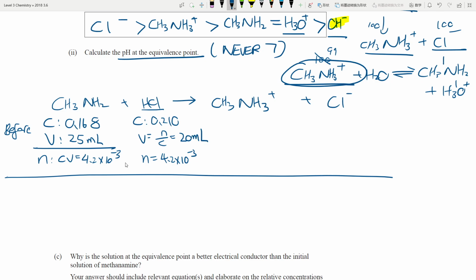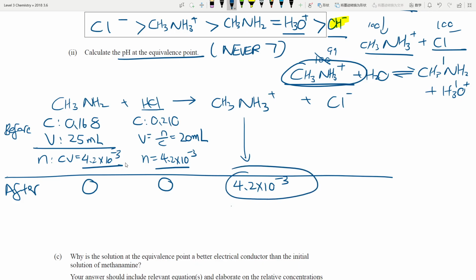Okay, so again, equal moles, because at equivalence point they should be the same amount. Once they met each other, this is going to be 0, this is going to be 0, and then this particular thing would have a mole of 4.2 times 10 to the power of -3. But this is the mole. This is how many moles we have. We don't like to use moles in our pH calculations.